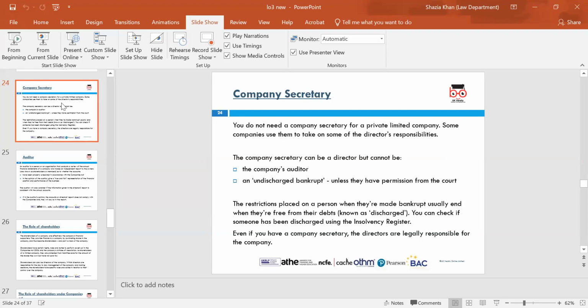The next one is a company secretary. You do not need a company secretary for a private limited company. Some companies use them to take on some of the director's responsibilities. The company secretary can be a director, but cannot be the company's auditor or an undischarged bankrupt unless they have permission from the court. The restriction placed on a person when they are made bankrupt, and when they're free from their debts, known as discharge, is in the insolvency register. Even if you have a company secretary, the directors are legally responsible for the company.